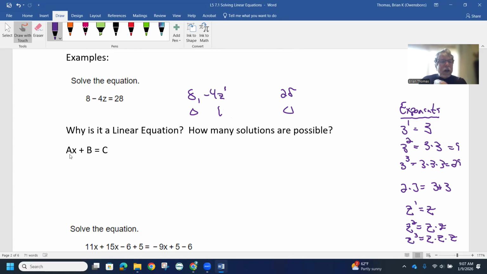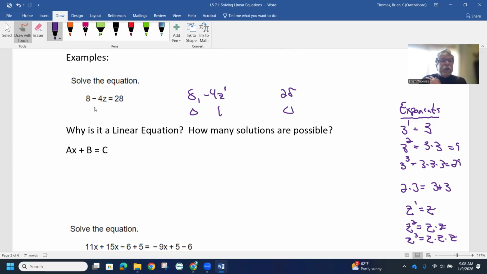Notice how ax plus b is equal to c. That's typically what we want to begin with, if possible, because this is the easiest type of linear equation to solve. Notice that x is our variable, a is a coefficient, b is going to be a constant, and c is going to be a constant. So we have that kind of going on here.